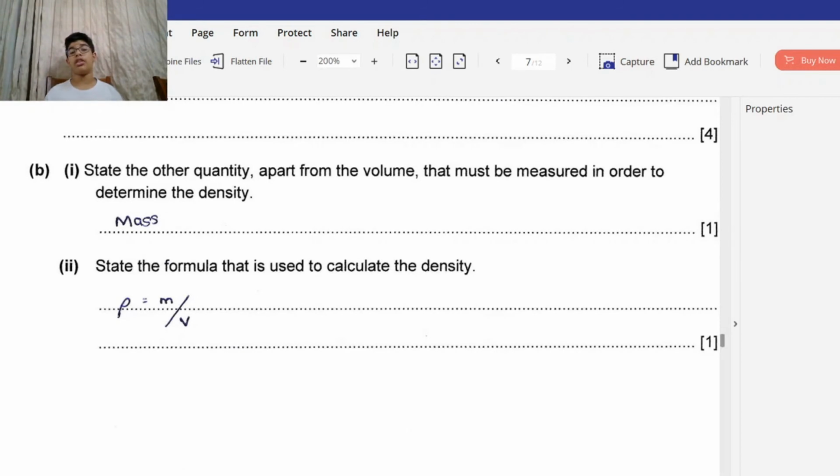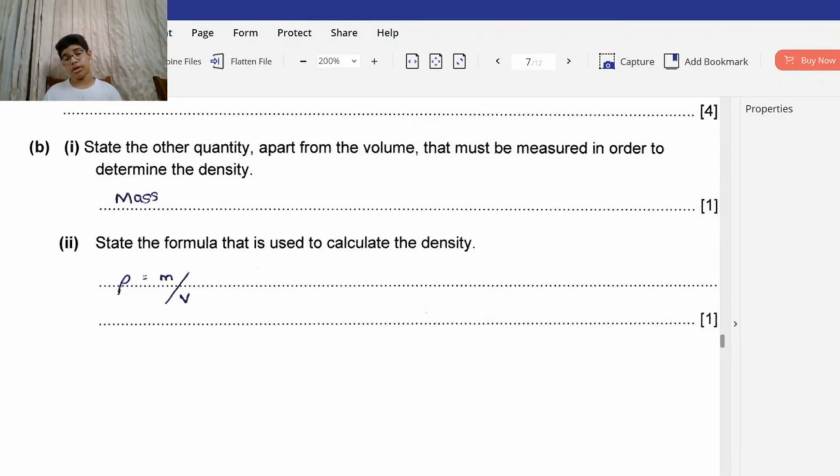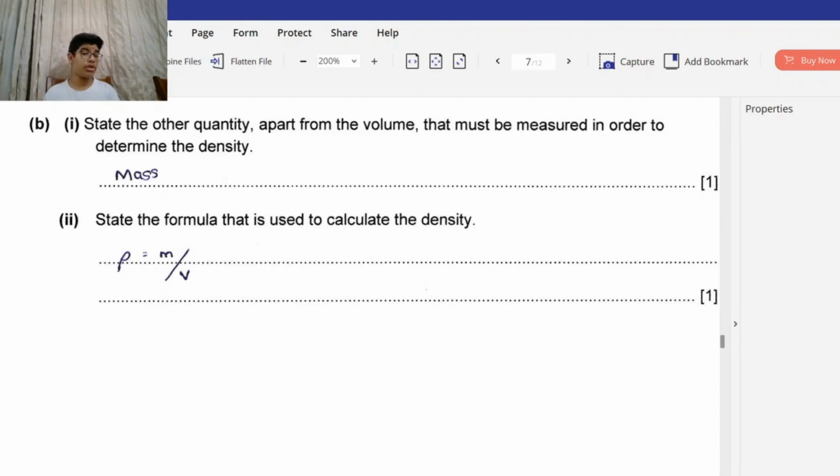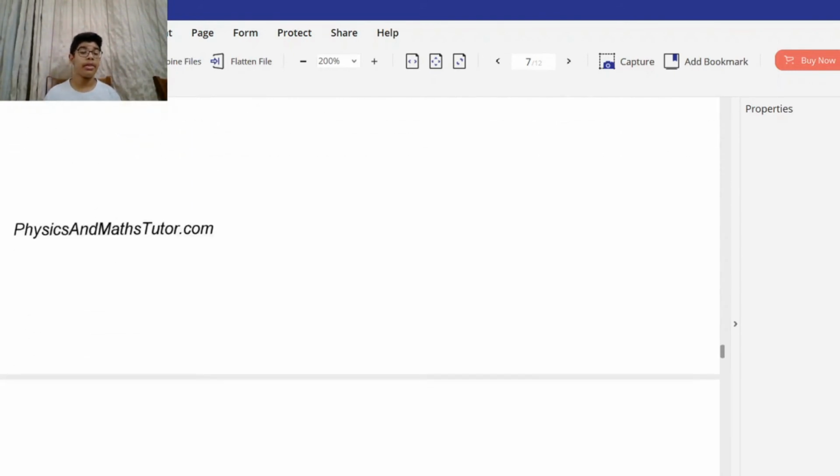Okay, state the other quantity apart from the volume that must be measured in order to determine the density. Remember, what is density's formula? Mass over volume. Now say, apart from volume, what else is left if volume is removed? Mass. That's it. Okay, this is going to be a repeating question. State the formula that you use to calculate the density: mass over volume.